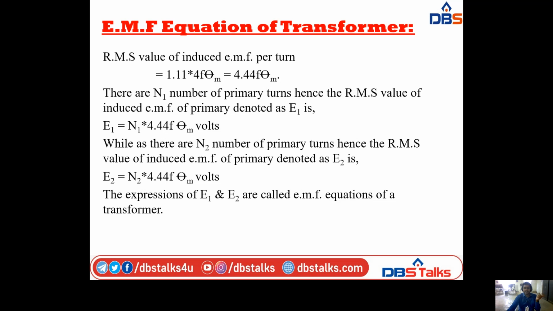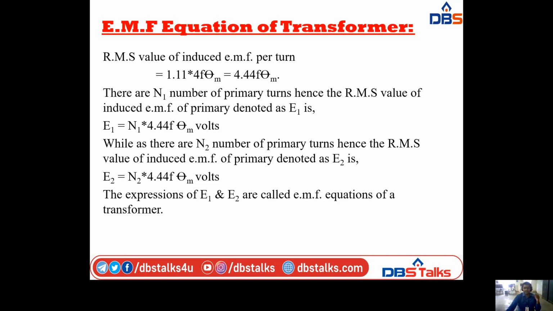Next, there are N1 number of primary turns, hence the RMS value of induced EMF of primary winding is denoted as E1. So I already said that in the first slide. So E1 is equal to N1 into 4.44 F into Φm volts.